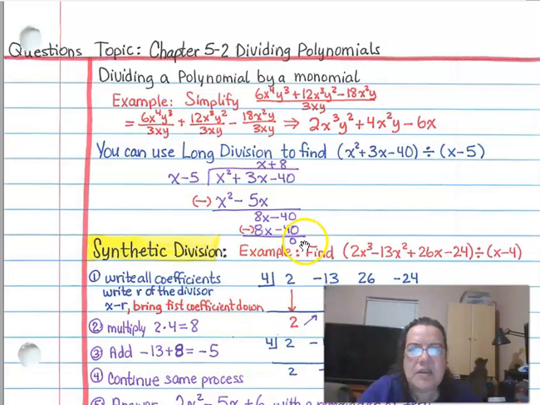So what does this mean? X plus 8 times x minus 5 is equal to that, or the opposite: what is this divided by this? The answer is x plus 8. So that's another method of dividing.